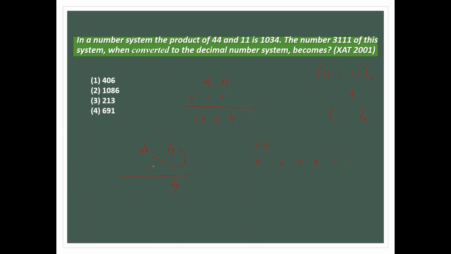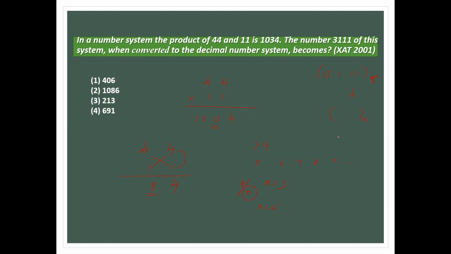Next, crisscross. 4 plus 4 has to be 8. But instead of an 8 here, you are getting a 3. So the conversion has happened. 8 has been divided by that base and the remainder has come out to be 3. If I divide the number by the base n and the remainder is 3, what is the possible value for n? n can be nothing but 5. So this number 3111 is in base 5.